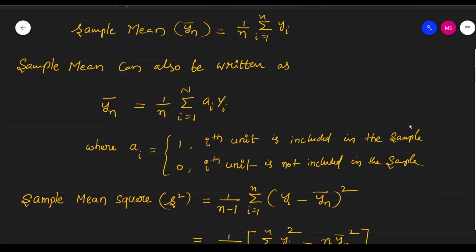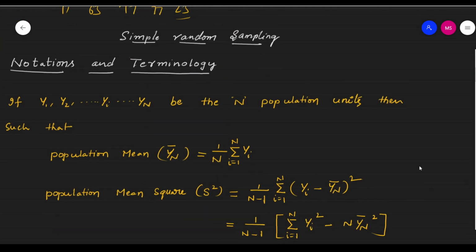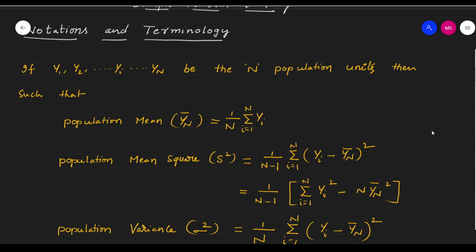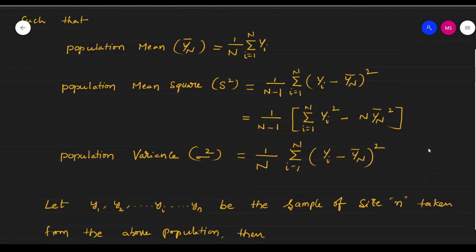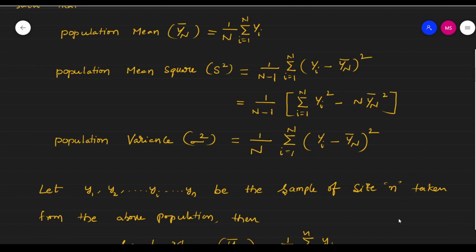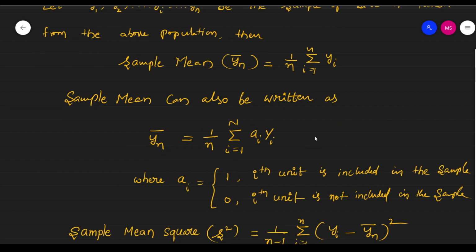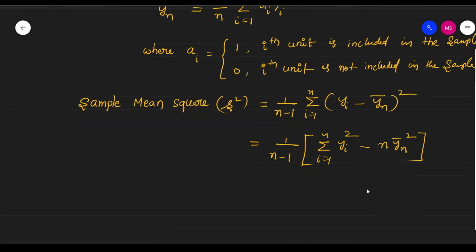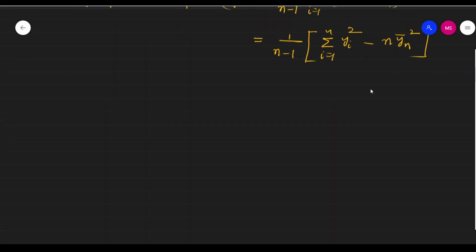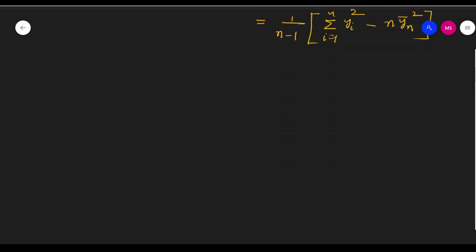These are the notations of the simple random sampling concept. First the population mean, then the population mean square and population variance. These formulas are population related formulas. And the sample mean is one formula, and the sample mean square is another formula. So these are sample related formulas. Okay, these are the notations and terminology of simple random sampling.